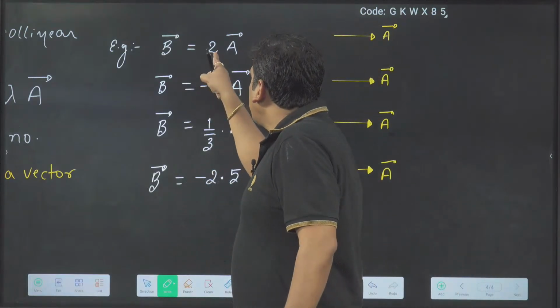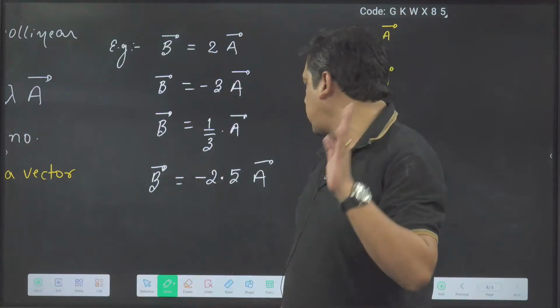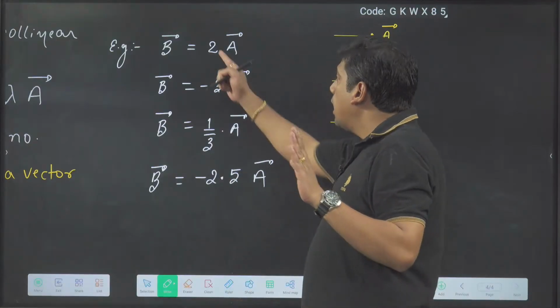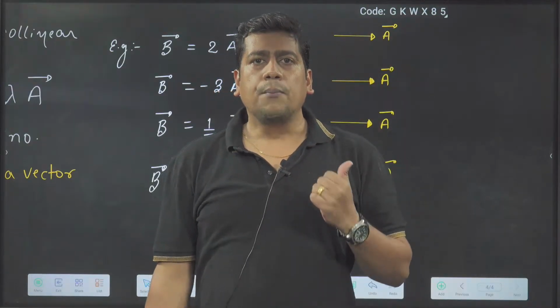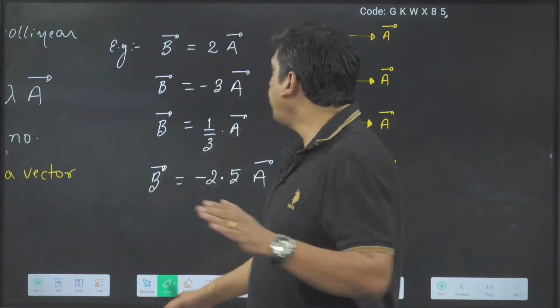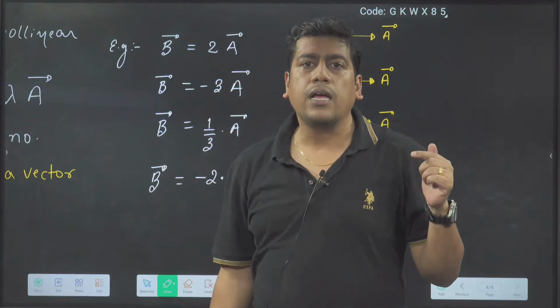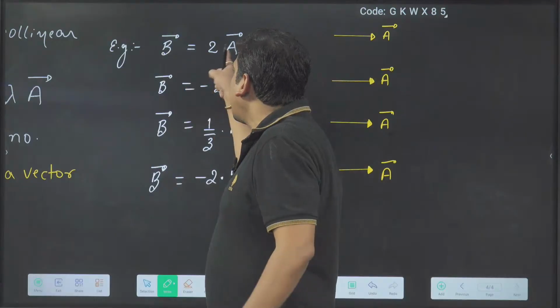B vector is 2 times a vector, means the magnitude of b vector is double the magnitude of a vector. And if it is a positive number, then it is going to be parallel. If it's a positive number, the direction will remain same. And if it is a negative number, then direction will be reversed, means the parallel will become anti-parallel vector. Means here b vector and a vector.